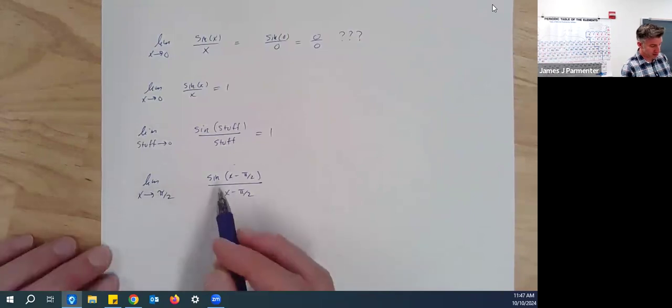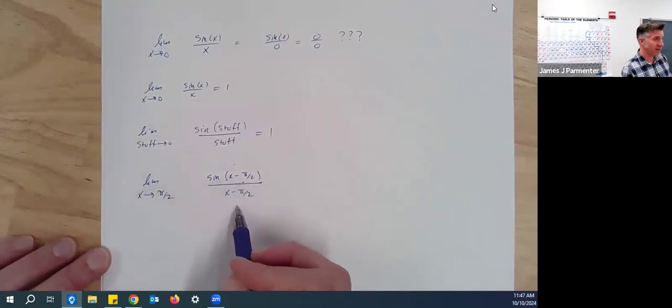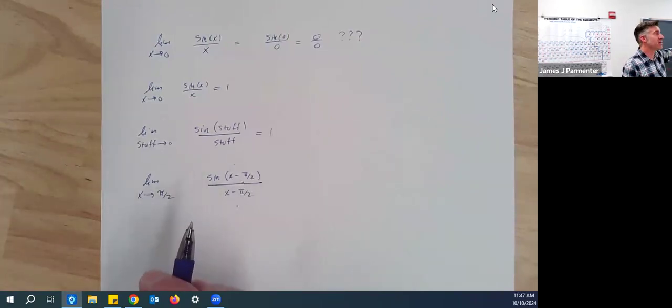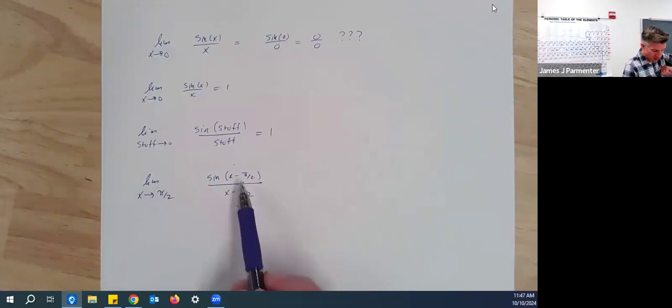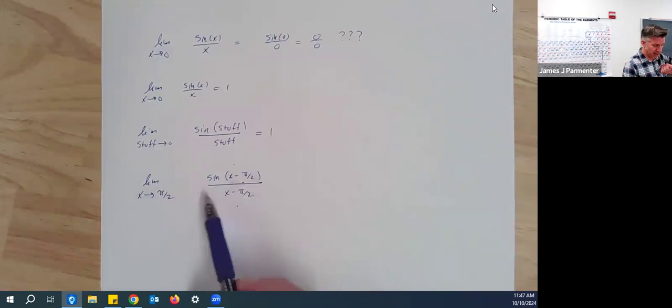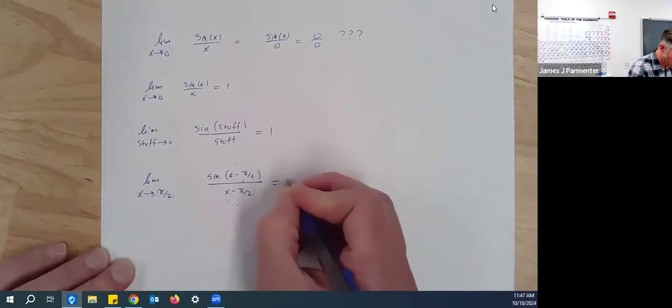So I have sine of some stuff over the exact same stuff. Check one. Is the stuff approaching zero? It is. It's not that x is approaching zero necessarily. It's that whatever you have inside is your stuff, and that stuff is approaching zero. So this looks like sine of some stuff over the same stuff, and the stuff is going to zero. So this limit is going to equal 1.